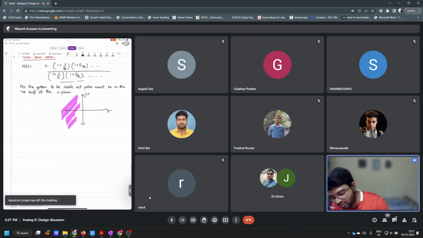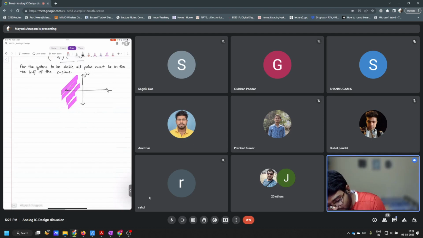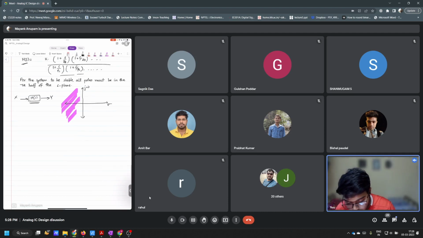I'm talking about this H of s, this transfer function. I'm not saying this is in closed loop or anything. The system is like this. Let's say this is your input V in, this is x, going through a transfer function H of s, and this is y. So there is no loop here. This is basically a transfer function between input and output.